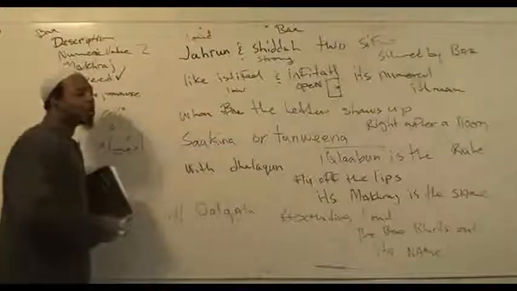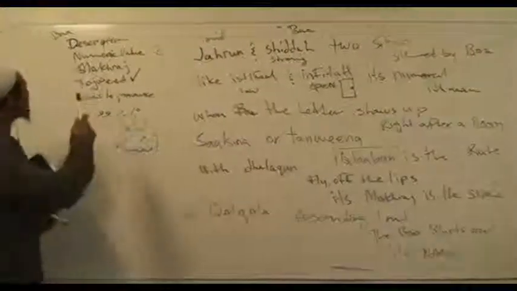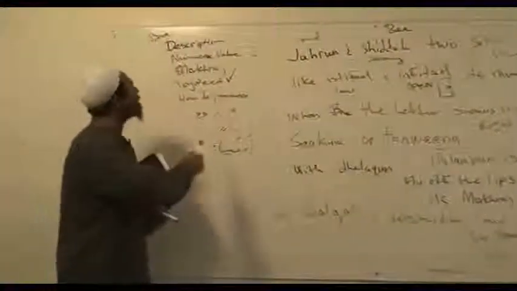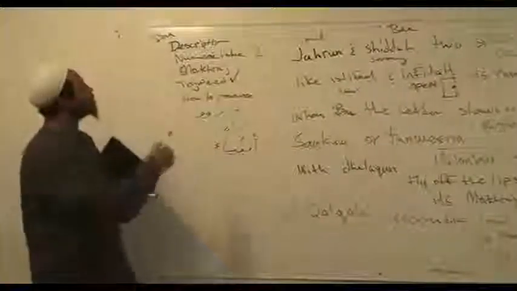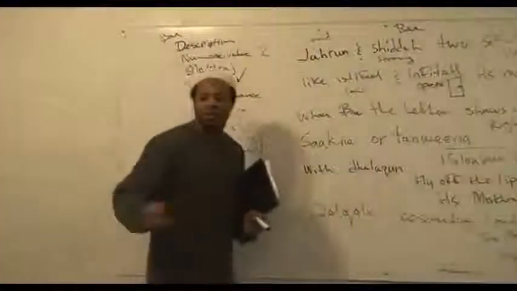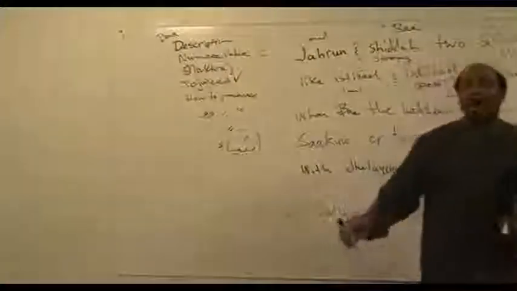And that's all you need to know with regards to ba. You have the sifat, you have the makhraj, you know how to pronounce it, you know its numeric value, everything you need is right there. Do I have any questions at this time?